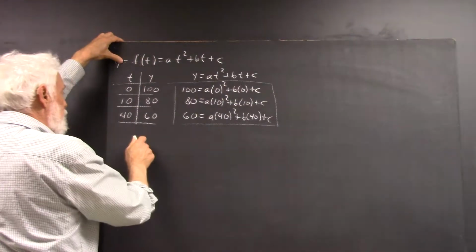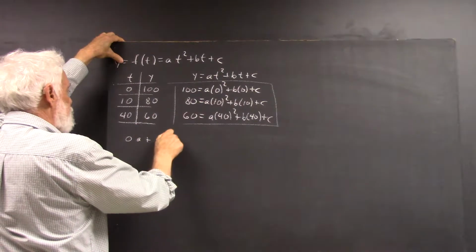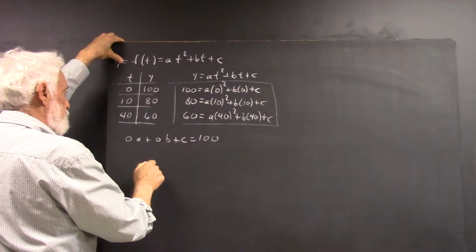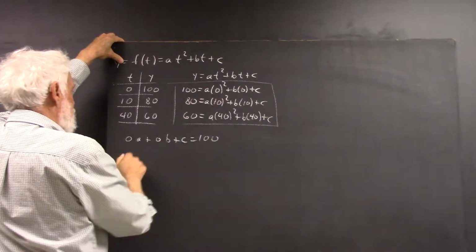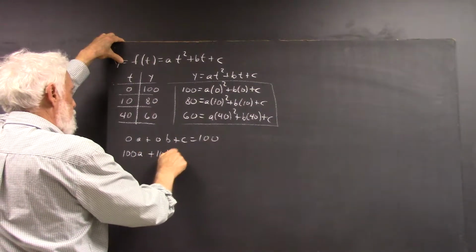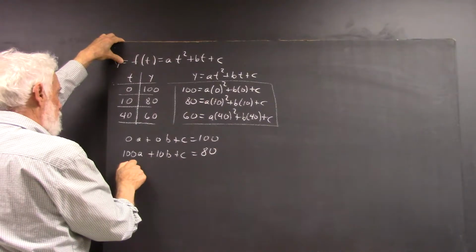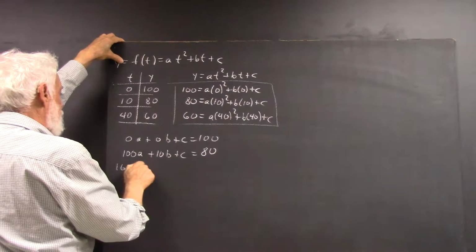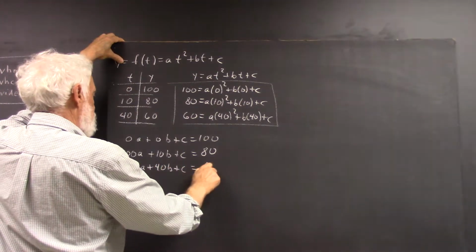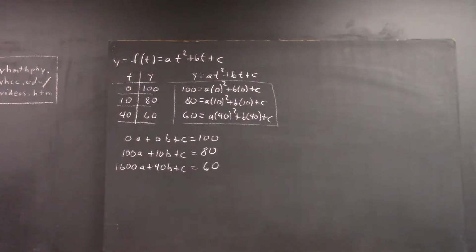I'm going to reverse the sides, and I'm going to just say 0A plus 0B plus C equals 100. And A times 10 squared, well, 10 squared is 100, so that's 100A, and 10B and C adds up to 80. And 1600A plus 40B plus C equals 60. And now we have a system of equations that we can easily solve, right?